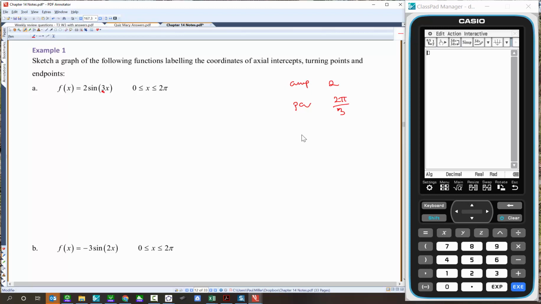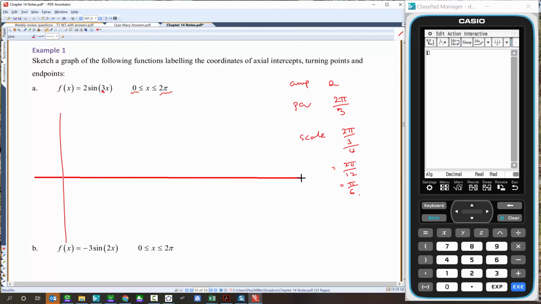So what I'm going to do then is consider my scale. That's 2 pi on 3, and I'm going to split the period 4 separate ways. When we split it 4 ways, we basically just multiply the denominator by 4, which is 2 pi on 12, or pi on 6. Here's the domain over which we have to sketch it, so we can rule this up like so. Now we're going to mark in our scale.